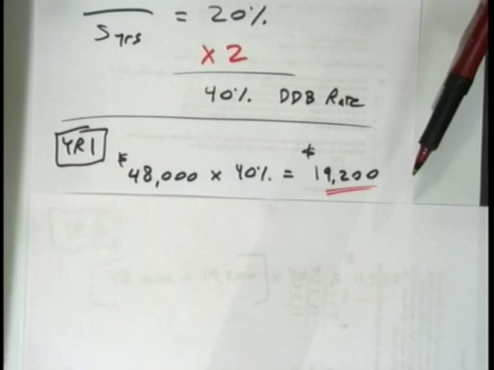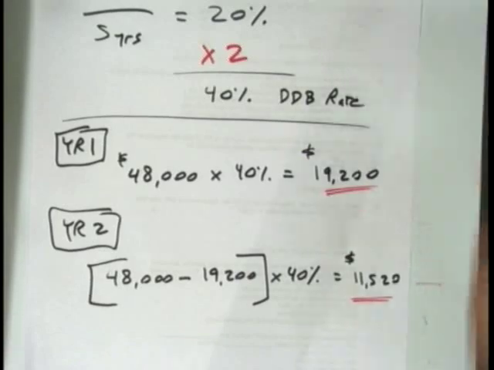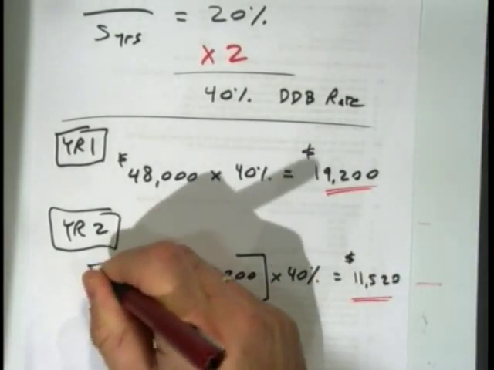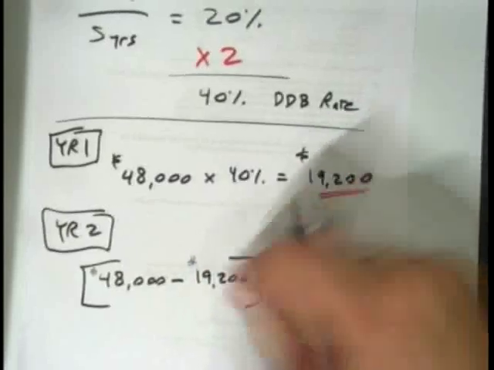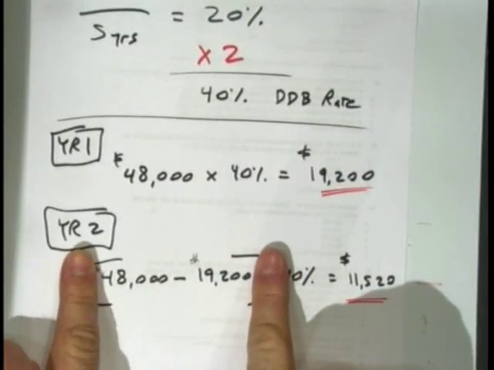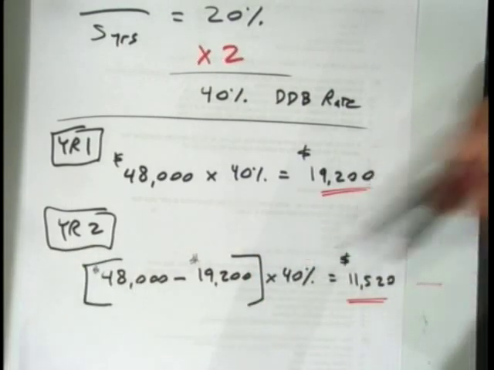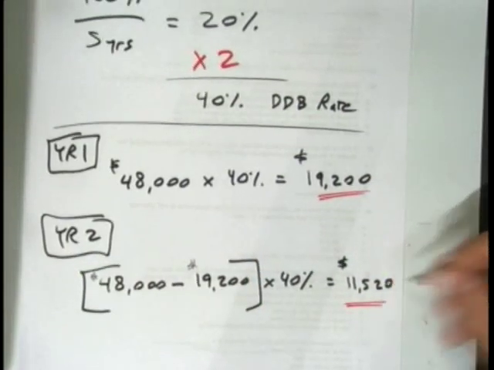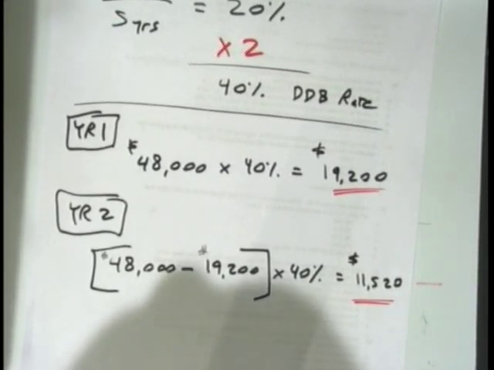Second year, we take the beginning of the year book value, which would be 48,000 minus the depreciation amount that we took in year 1. That's the beginning of the year book value in between my fingers. And we take that times 40%, and that gives us 11,520 for depreciation in year 2. Is that how you did it?